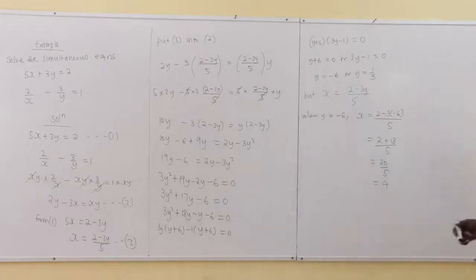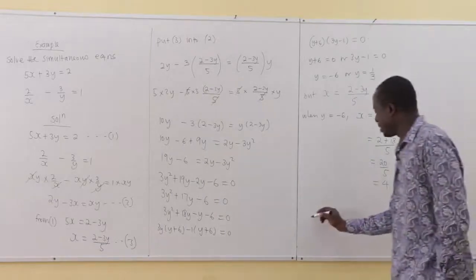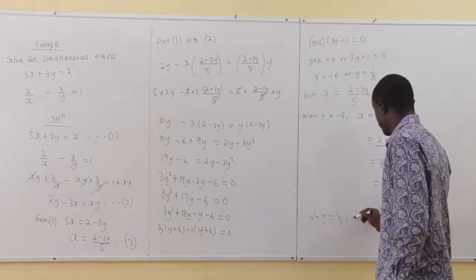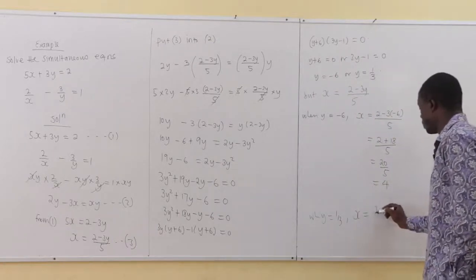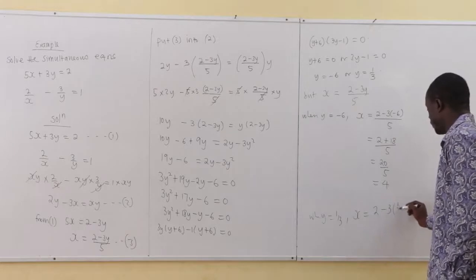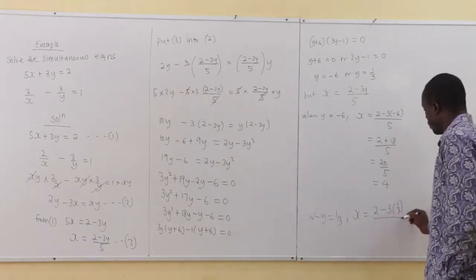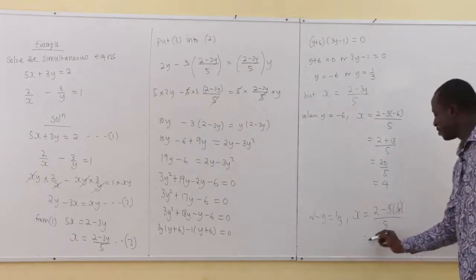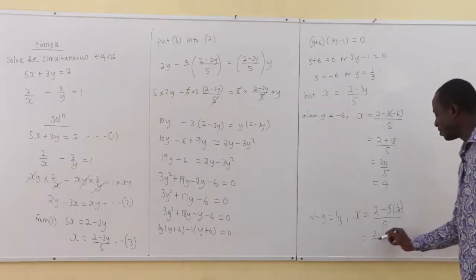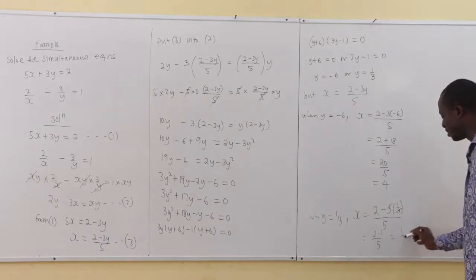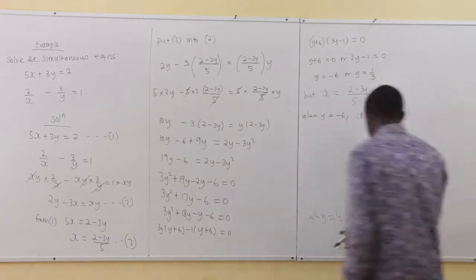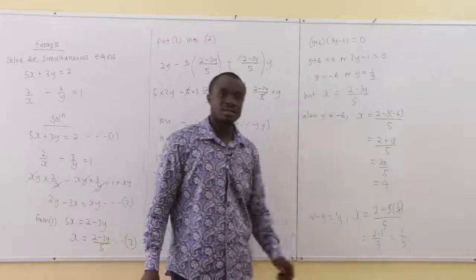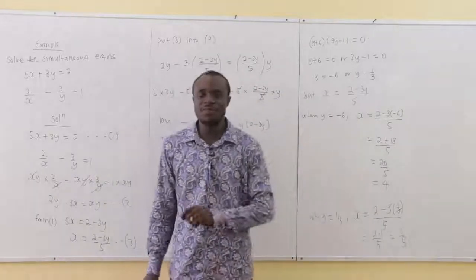Very easy, very trivial. Now, when y is 1 over 3, what is x equal to? 2 minus 3 times 1 over 3, all over 5. Now, this 3 is cancelling out this 3. What do you have? 2 minus 1 over 5, and this is 1 over 5. So, when y is 1 over 3, x is 1 over 5. When y is negative 6, x is 4. So easy. Very, very interesting.